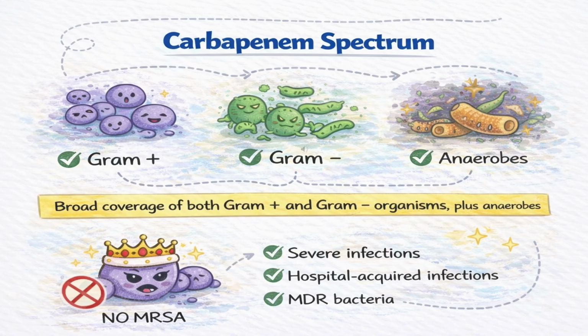Carbapenems cover gram-positive and gram-negative, and even anaerobic bacteria. However, they do not cover MRSA, which is an important distinction.